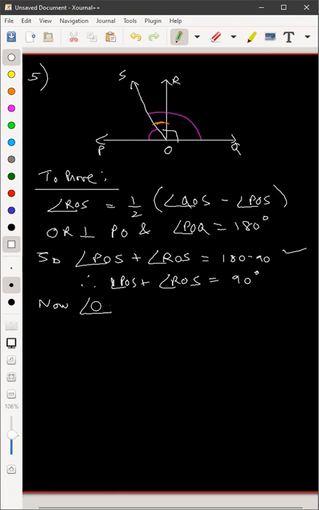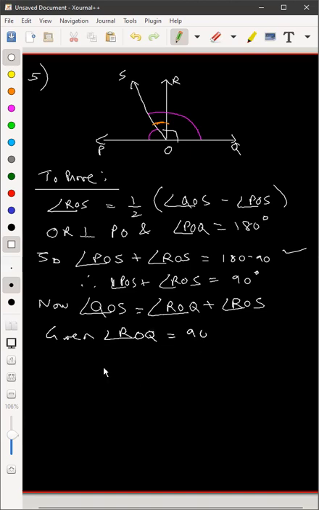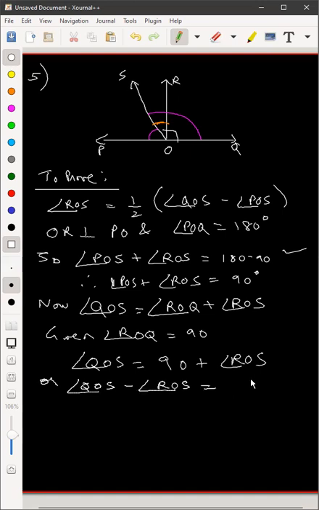So now what is QOS equal to? Angle ROQ plus angle ROS, right? But we're given that angle ROQ is 90 degrees. So therefore, angle QOS is nothing but 90 plus angle ROS, or angle QOS minus angle ROS is equal to 90 degrees. Clear so far?